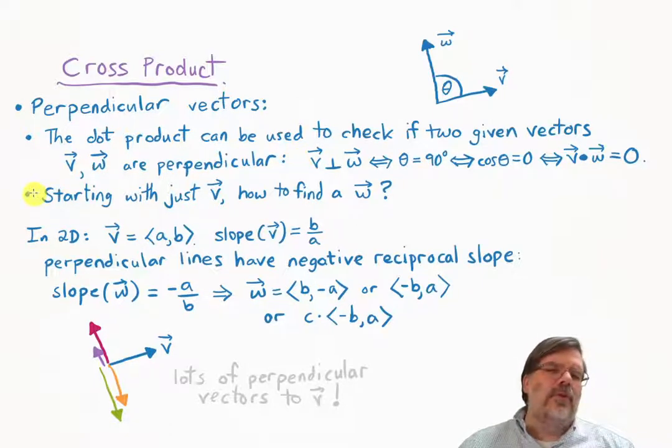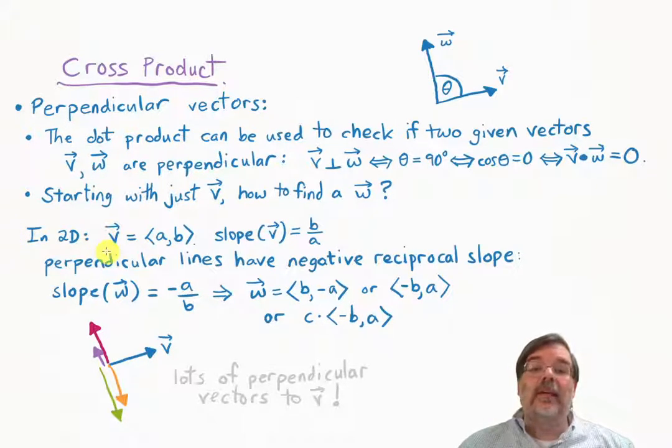But what if you turn this question around? Let's say you just start with a vector v. How could you find a vector that's guaranteed to be perpendicular? In two dimensions, it's not too hard to calculate as follows.